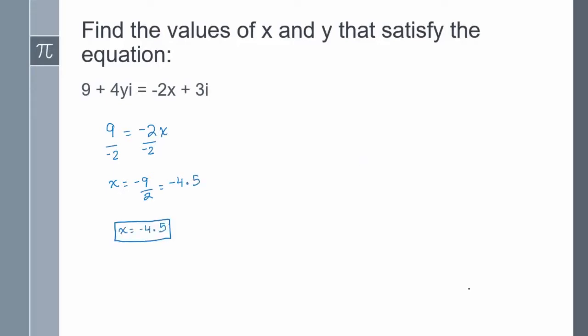Now to solve for y. To solve for y, I notice that y has the imaginary term with it, which means I'm going to be solving the imaginary portion of the equation. So I'm going to set 4yi equal to 3i and solve for y by dividing both sides by 4i. i divided by i is 1, and I'm left with 3 fourths, which is the same thing as 0.75, which means y is equal to 0.75.